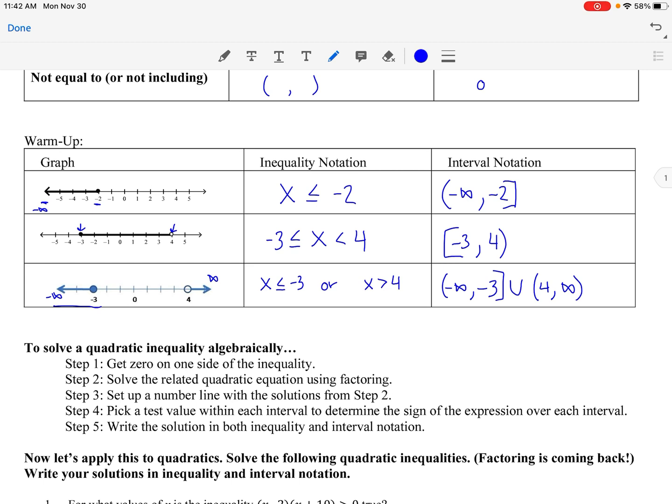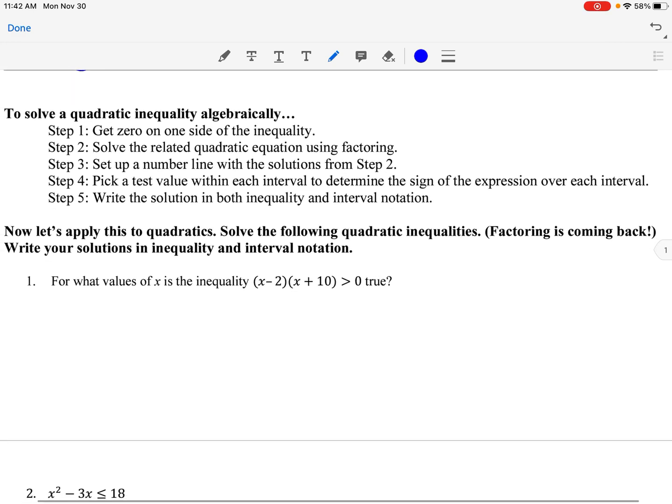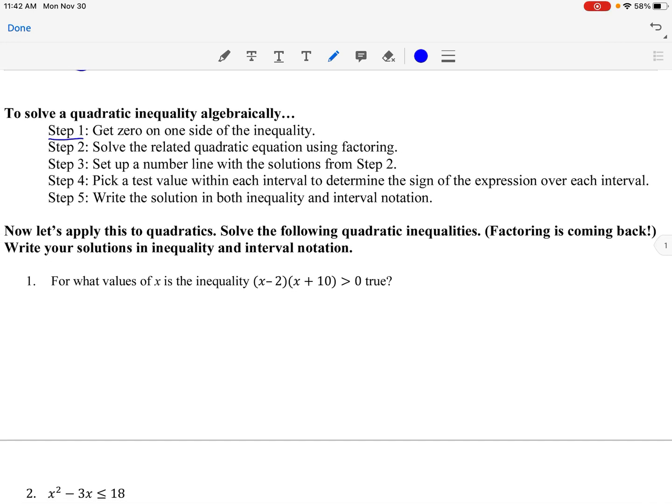Okay, so we're going to use these methods and notations to write our answers as we solve our quadratic inequalities. So here are the steps to solve a quadratic inequality algebraically. Step 1, you get 0 on one side. We're only going to have one variable this time. It's just x. That's why we only have one axis that we're working with. So get 0 on one side. Hopefully that sounds a little bit familiar.